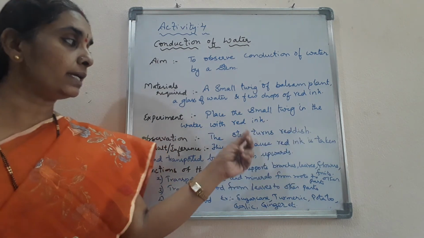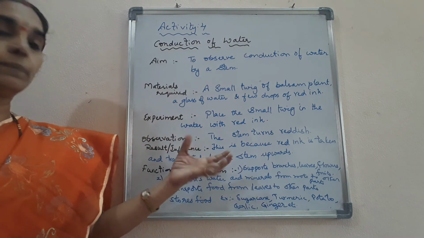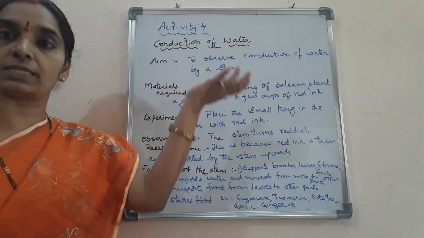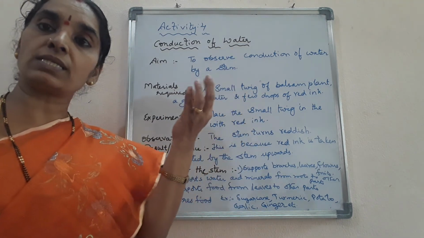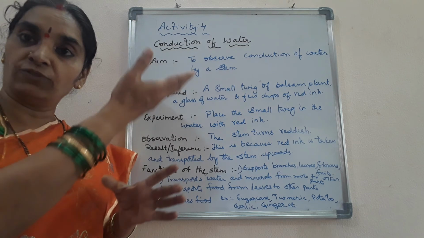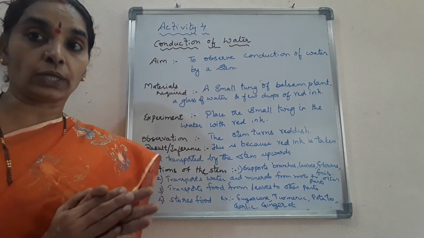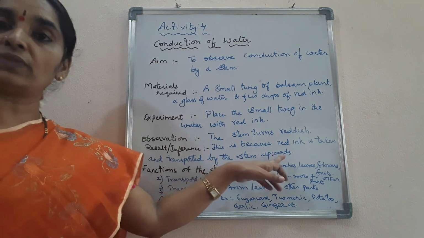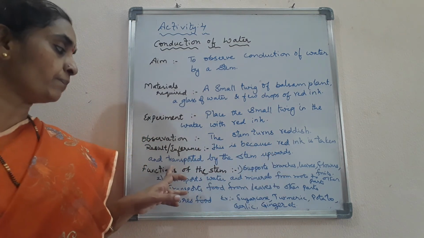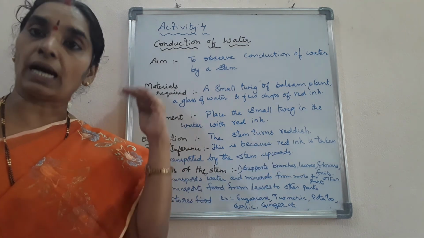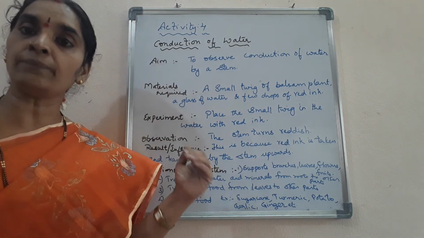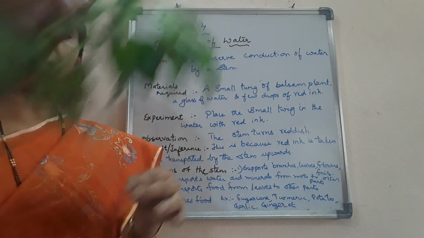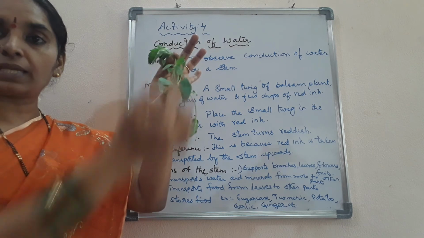Why is it so? It is because the stem absorbed and conducted the water, it is transported by the stem upwards. So the stem transports the red color upwards, and it is carried to the leaves. You can also see the red color over the stem and the leaves also. So it is due to the absorption of the ink or the food color that we use, which is transported by the stem upwards. That is, the stem transports or conducts from the root to the other parts of the plant. Is it clear?